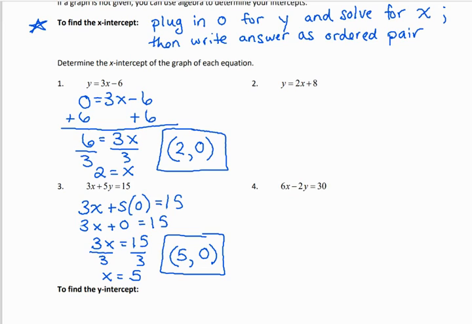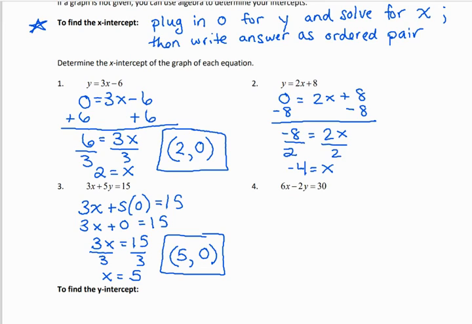All right, so let's put these up. A lot of you have participated. Great job. So for number 2, we plug in 0 for y. And remember, to get x alone, we have to move the plus 8, so we subtract 8, right? That's going to give us negative 8 equals positive 2x. Now divide by 2, and negative 8 divided by 2 is negative 4. So that ordered pair is negative 4, 0. Good? Everyone okay with that negative?